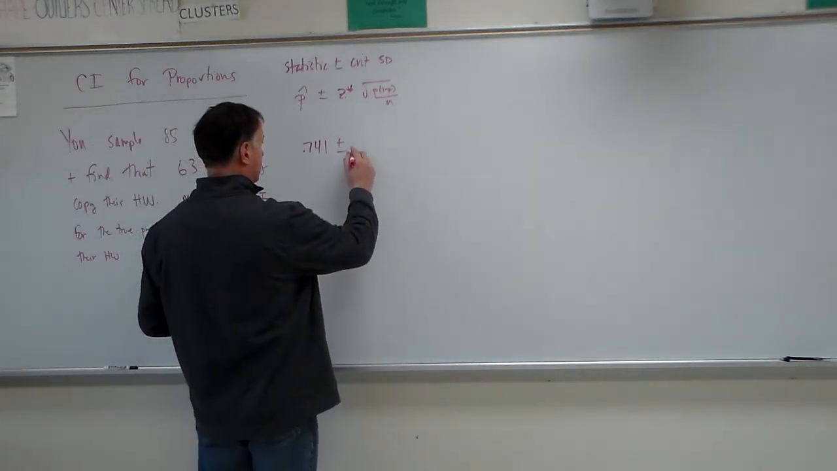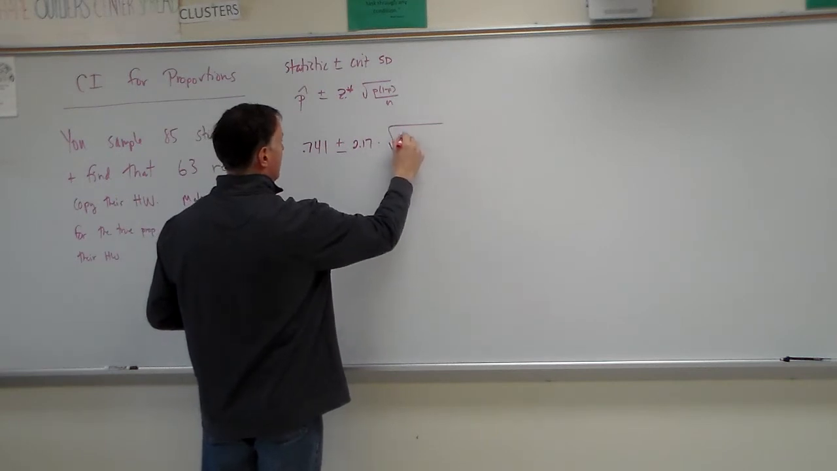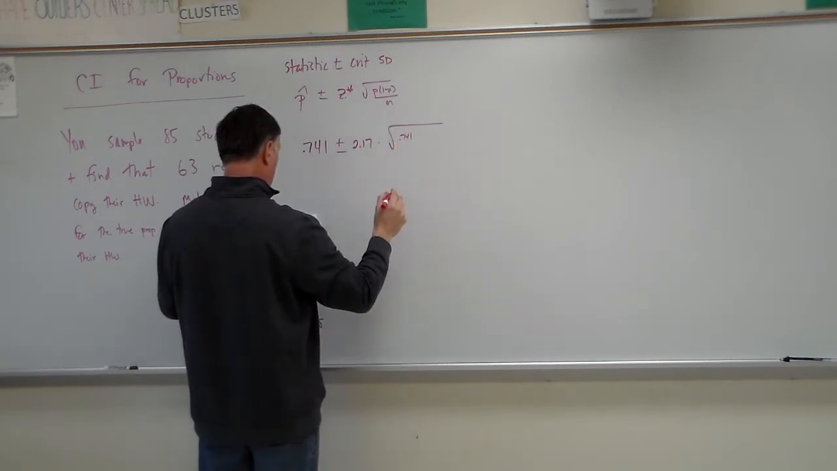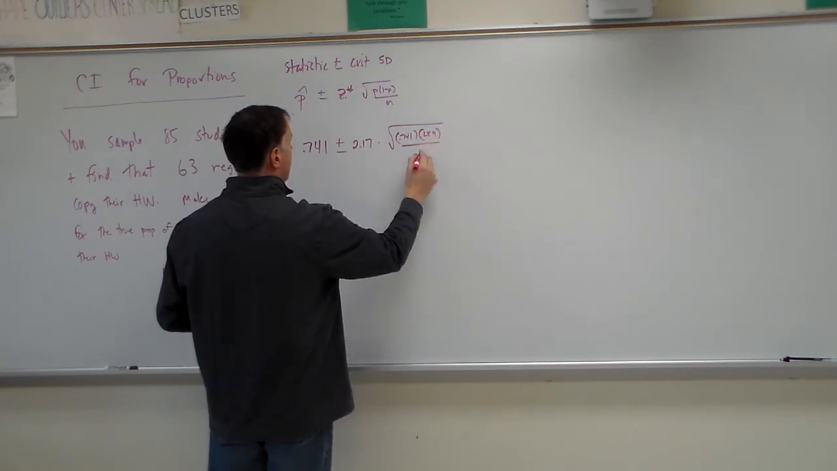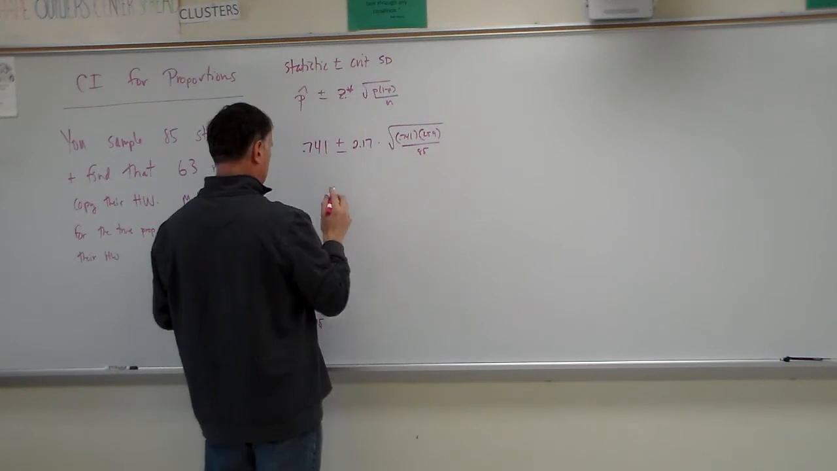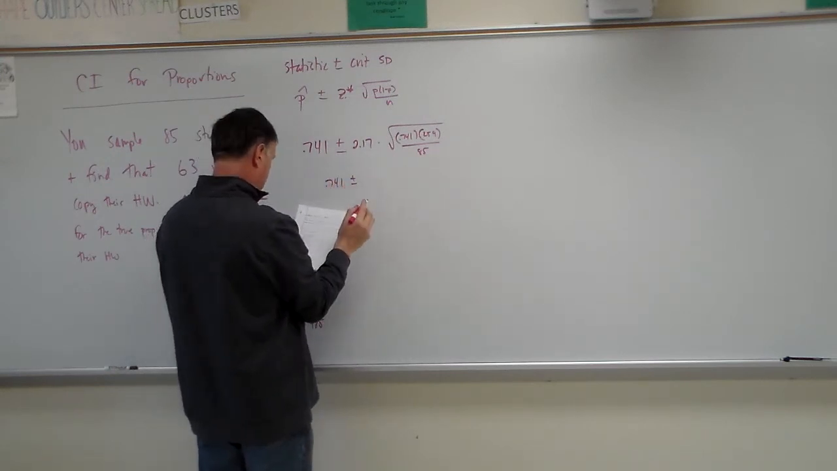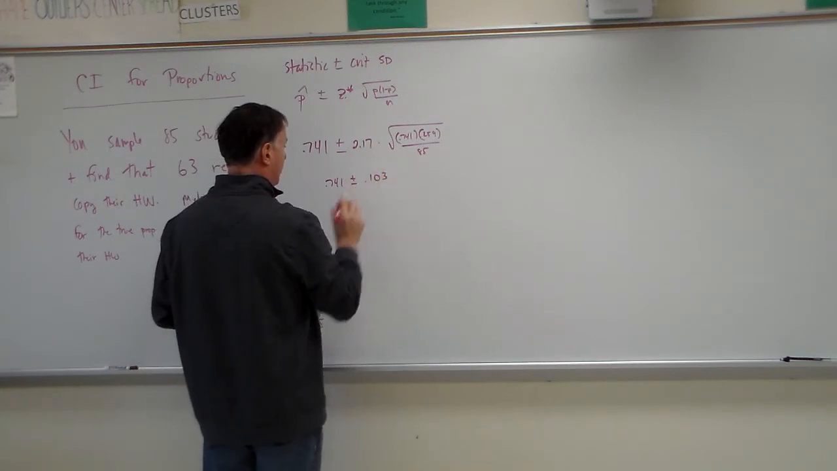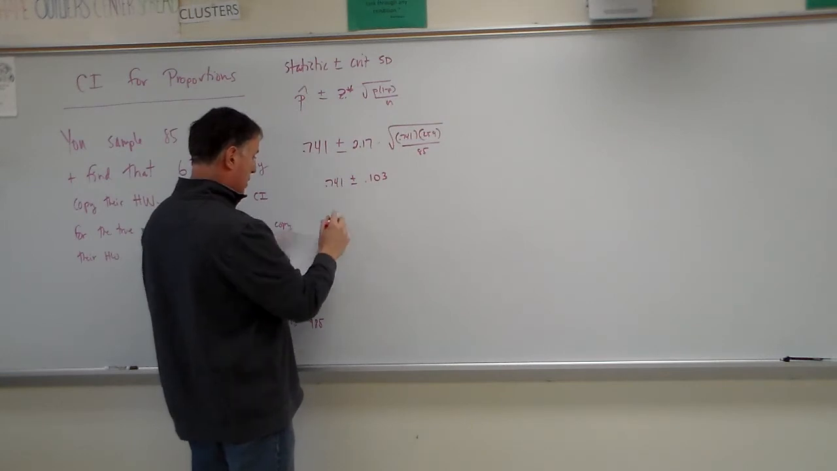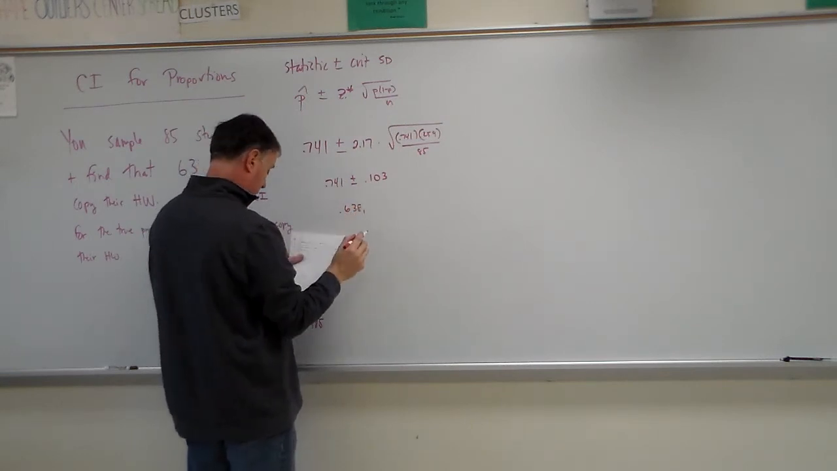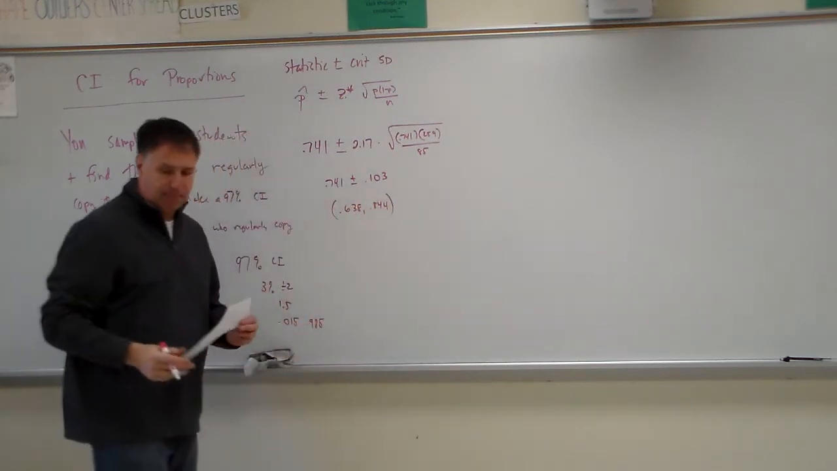0.741 plus or minus 2.17 times the square root of 0.741 and 0.259 divided by 85 gives me 0.741 plus or minus 0.103. So that's going to give me 0.638 to 0.844.